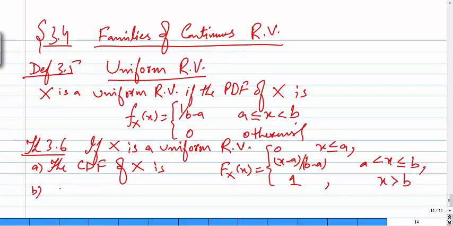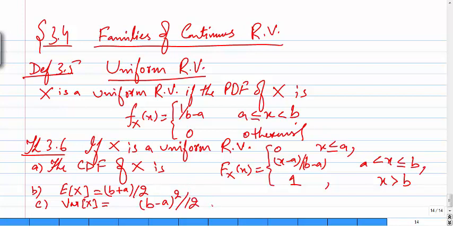The expected value of X in a uniform random variable is (b plus a) divided by 2, and lastly the variance of X is equal to (b minus a) whole square divided by 12. So this is for the uniform random variable. Now we move to the next one.